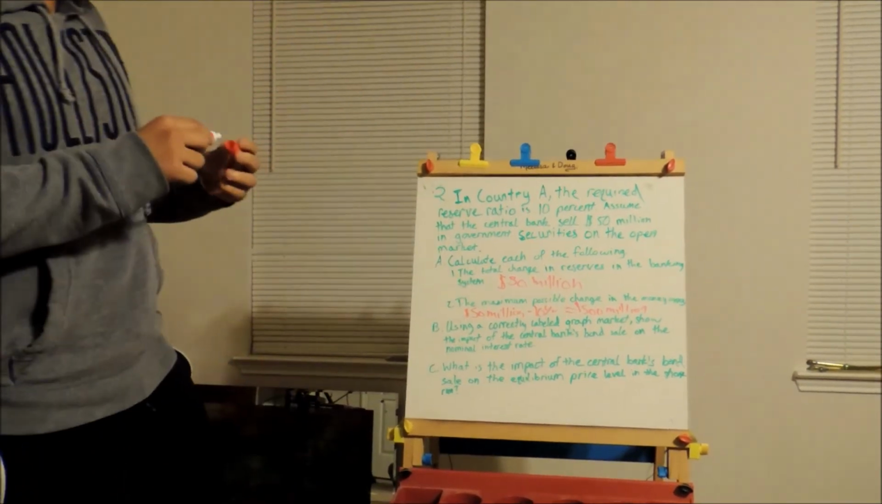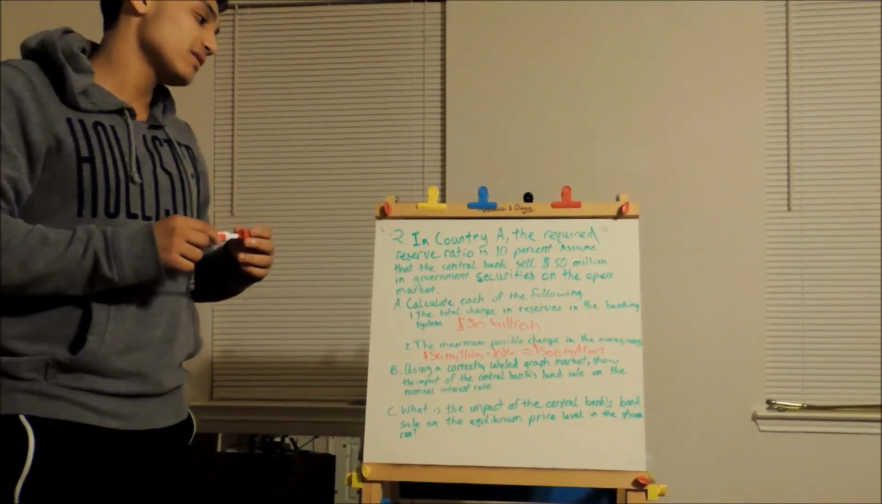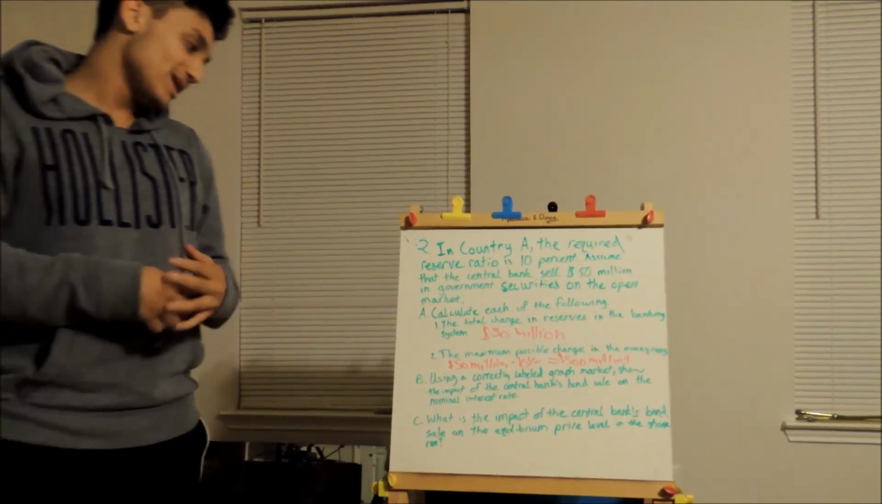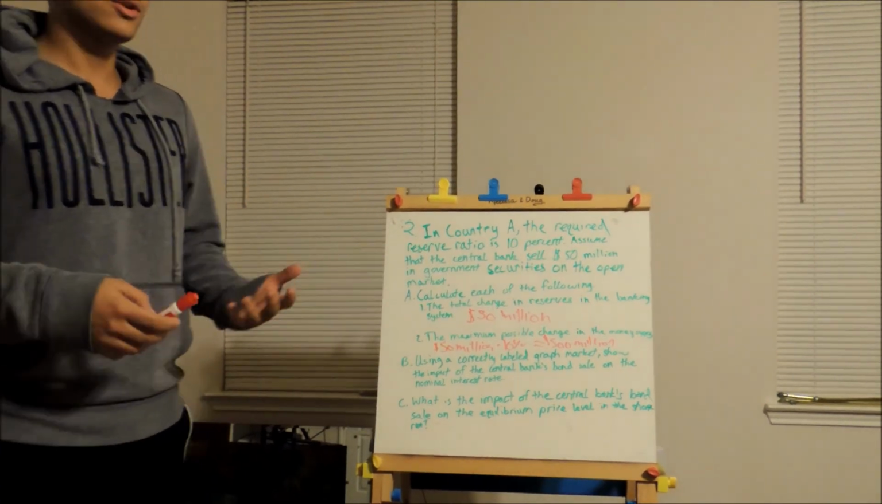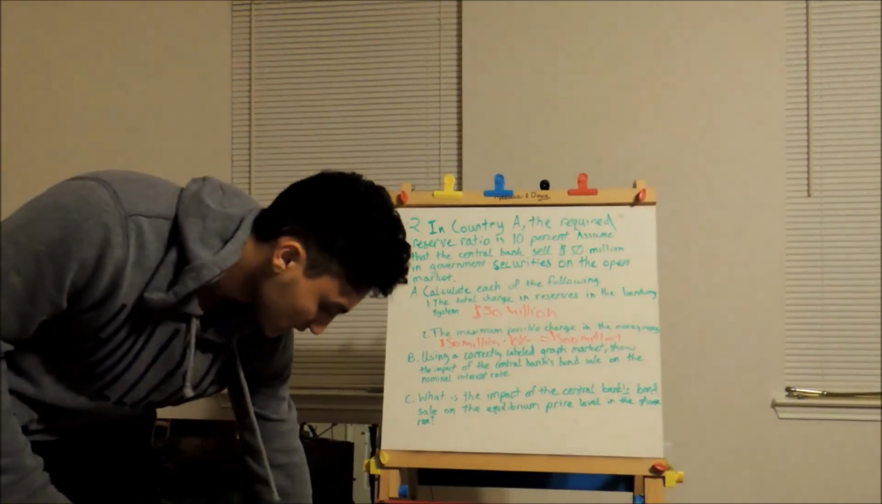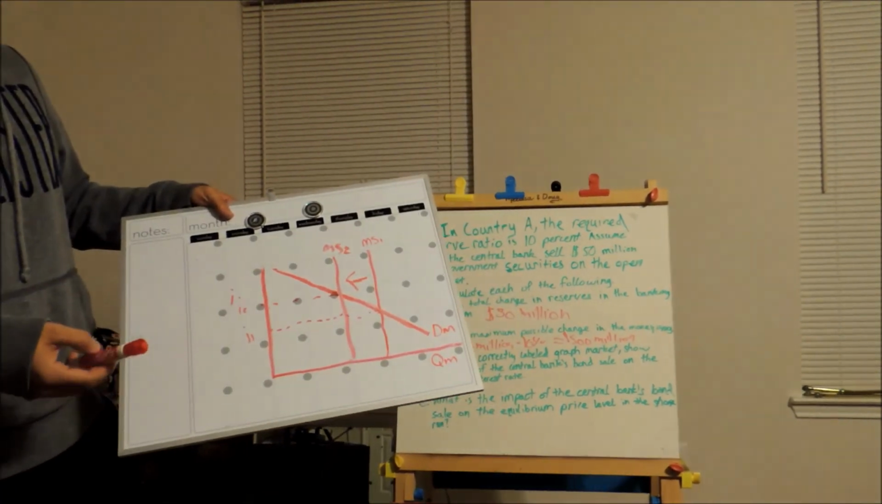Okay, moving on to part C, what is the impact of the central bank's bond sale on the equilibrium price level in the short run? Basically, the impact of the central bank's bond sale on the equilibrium price level in the short run is a decrease, because the interest rate, as we saw in this money market graph, is high and the money supply also decreased.